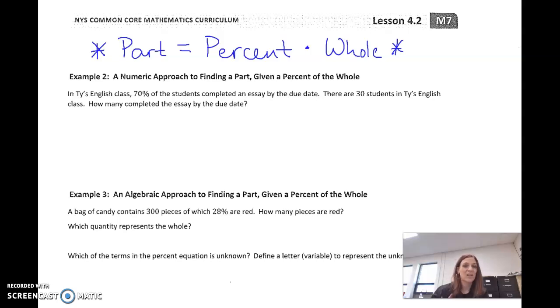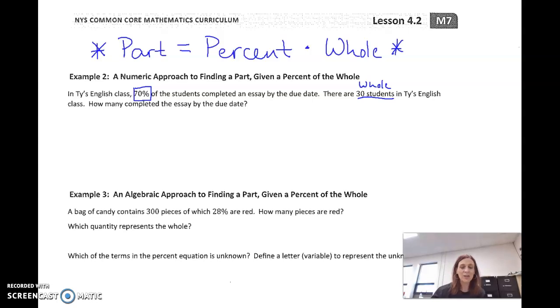So in Ty's English class, 70% of the students complete an essay by the due date. There are 30 students in his class. How many completed it by the due date? So we have our percent. That's easy to find with the percent sign. 30 students. If there's 30 total students, that's our whole. If we're looking how many completed it, that's our part.